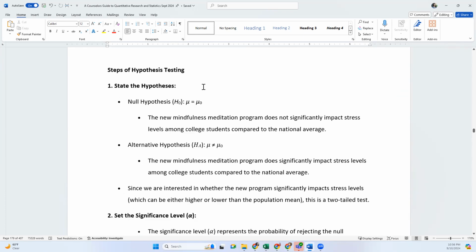So for this, I'm going to state my null hypothesis, which is that the new mindfulness meditation does not significantly impact stress levels among college students compared to the national average, because I want to be open to, is it going to enhance? Is it going to reduce? What's it going to do? My alternative hypothesis is going to be that it does significantly impact.